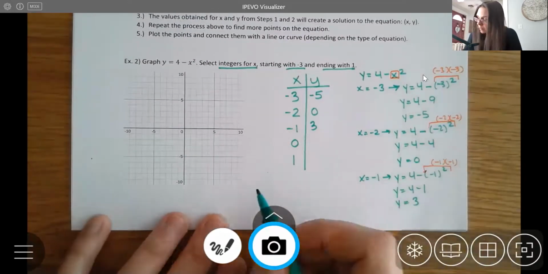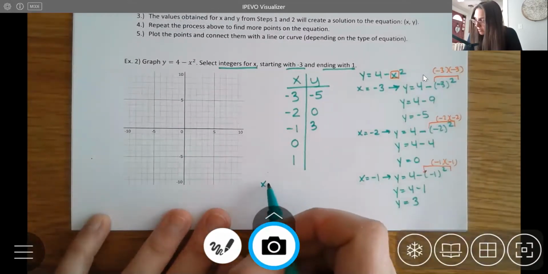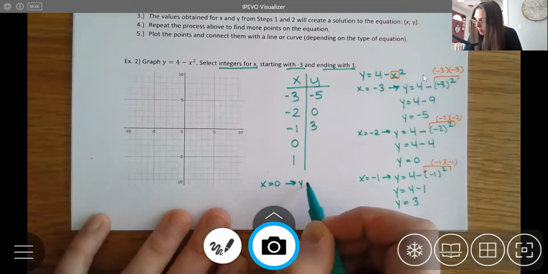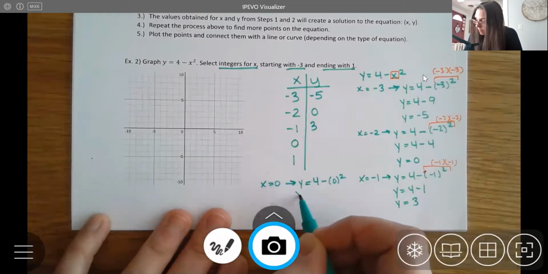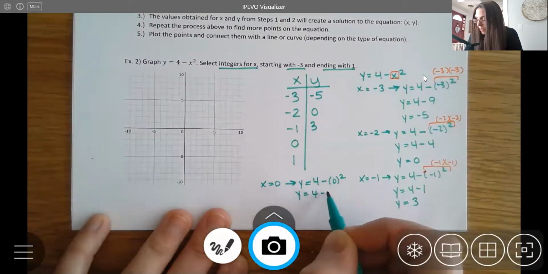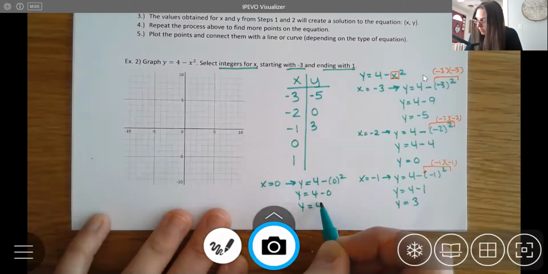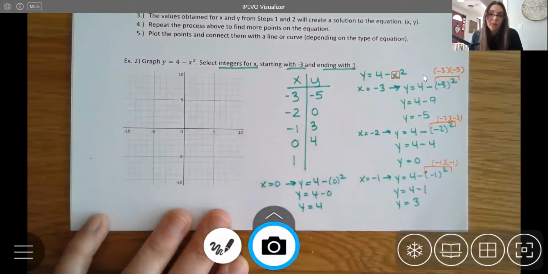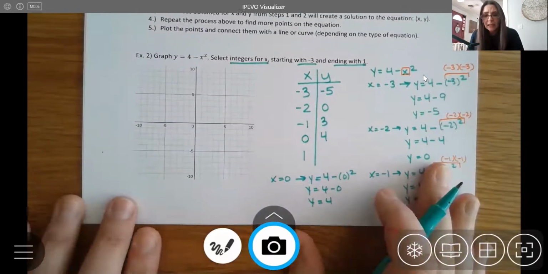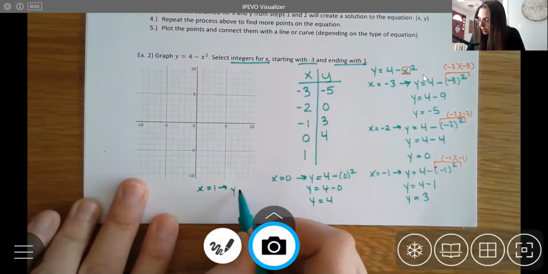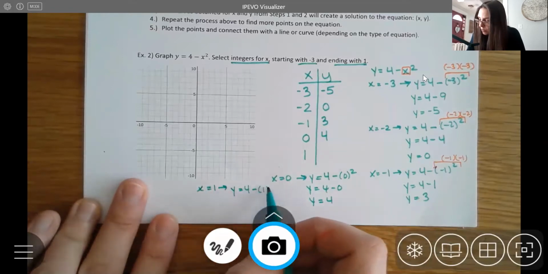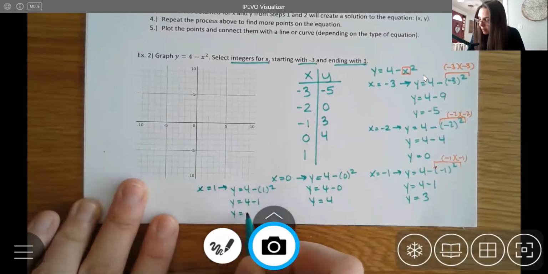We have some more room. I'm going to come over here. Let's do x equals 0 next. So y equals 4 minus 0 squared. Now 0 squared is just 0, so 4 minus 0 is 4. And again, we've seen this point already too. And finally, my last one, x equals 1. So y equals 4 minus 1 squared. Well, 1 squared is still 1, so I get 3.